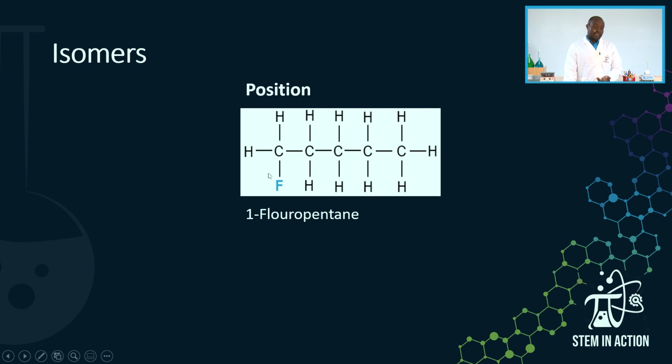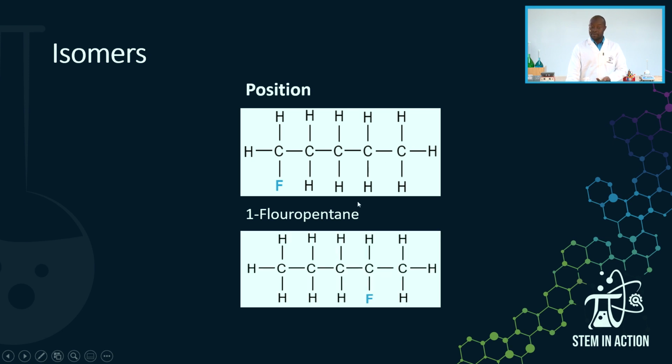If we rearrange this compound by putting the fluorine on a different position, such as in this compound, where our fluorine is now on position number 2, and this compound is now 2-fluoropentane, what we'll notice is that we have changed the position of the fluorine, and we call that position isomerization.